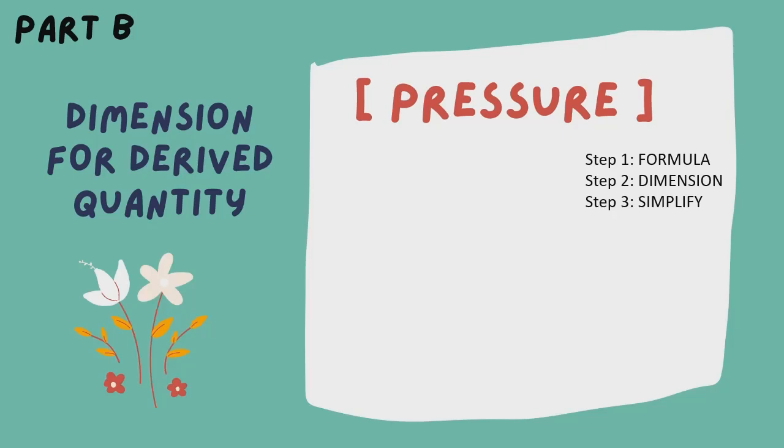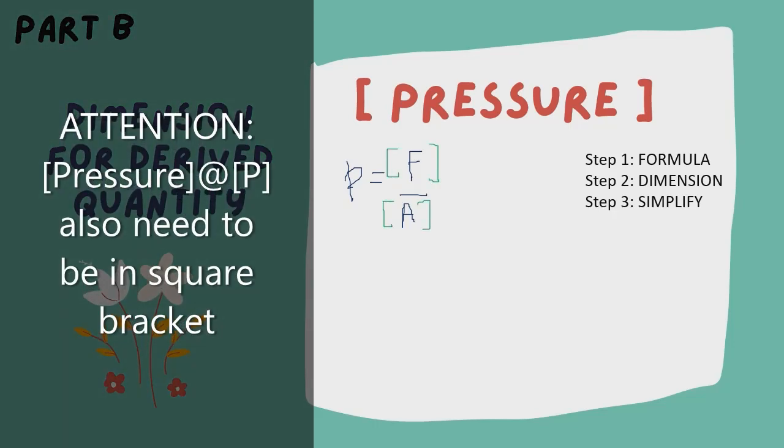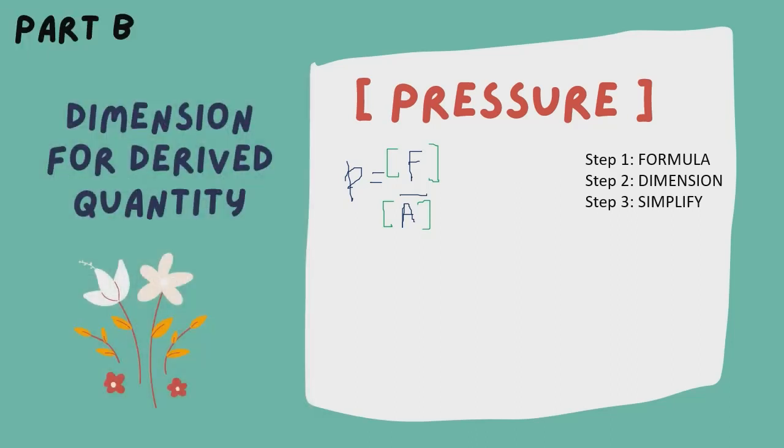You have pressure. Okay, formula for pressure is force over area. Okay, force is not basic quantity, area is not basic quantity. Okay, but we still want to do dimension for them. Okay, let's say I'm going to just put square bracket to show that I'm going to do dimension to these physical quantities. Okay, next, what I'm going to do is, since I know what dimension for force, so I can just simply write it down.